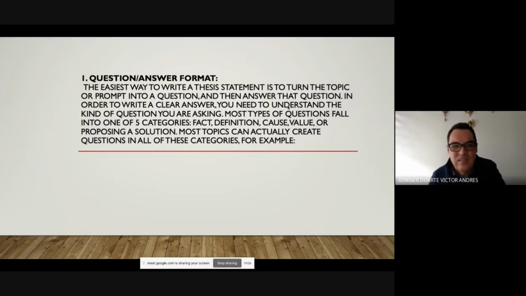For example, in this case, what you should do is read the prompt and then try to turn that prompt into a question, all right? Let's read what it says here. In order to write a clear answer, because then you have to answer the question, you need to understand the kind of question you are asking. Most types of questions fall into one of 5 categories. For example, it can be a fact, a definition, cause, value, or proposing a solution, right?